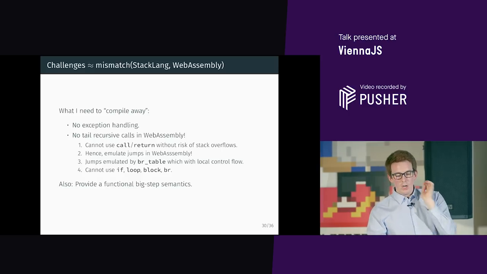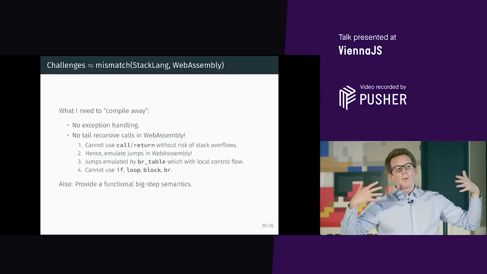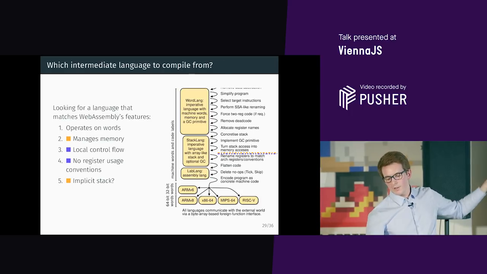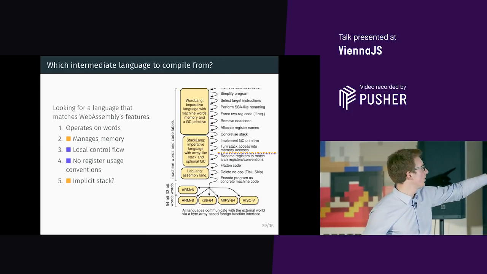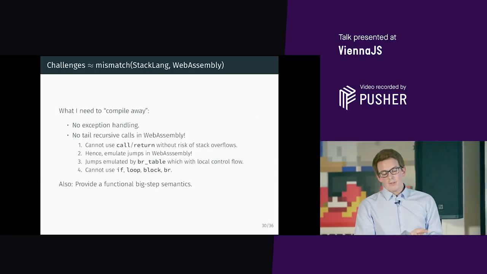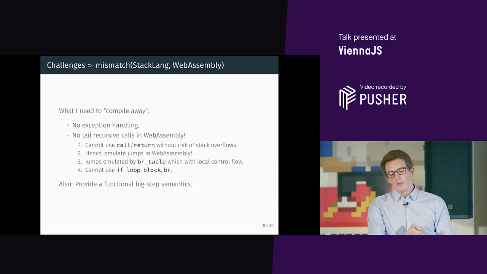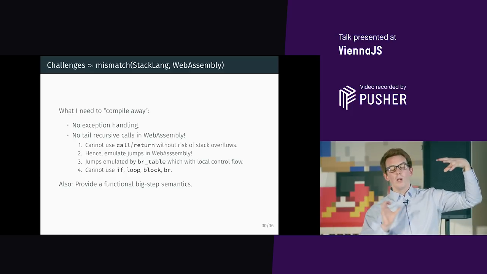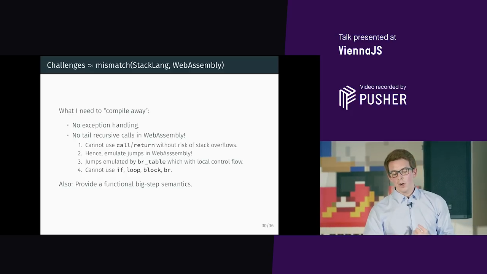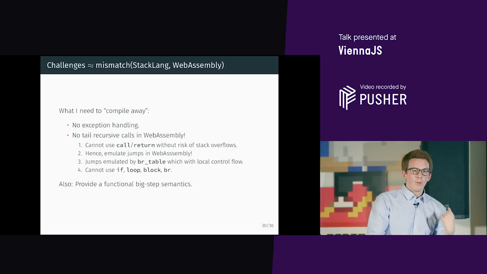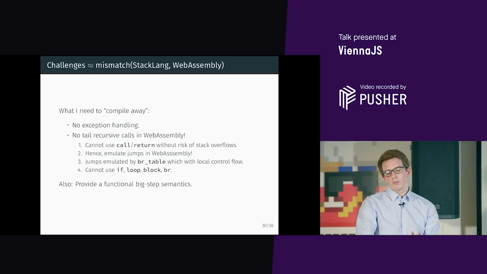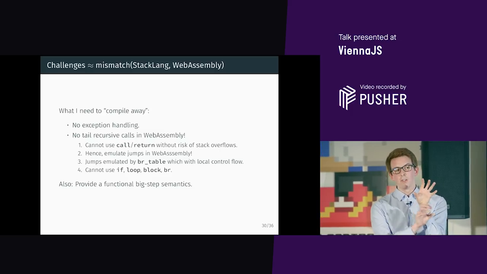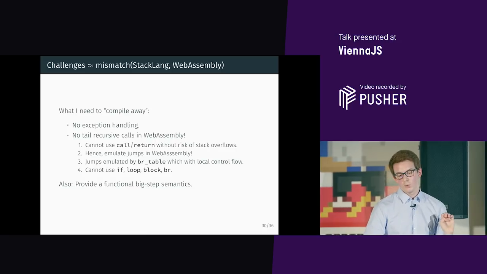Okay. The challenges are actually the mismatches between this language that I chose here to the left, stack lang, and WebAssembly itself. So there's no exception handling in WebAssembly and no tail recursive calls in WebAssembly. And this makes this stuff really hard because now you have two languages that don't really match up with each other. And in order to prove anything significant about WebAssembly, you also need a semantics that matches up with the semantics of stack lang, which is this intermediate language inside CakeML. So I had to do that as well.